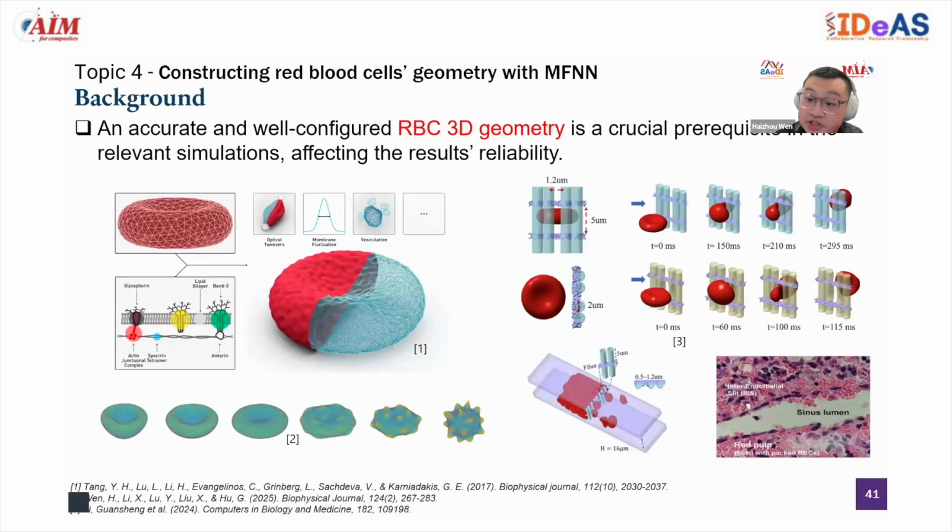As computational methods and numerical simulation become popular, scientists and researchers are building different kinds of numerical models to produce a variety of simulations to study the dynamical behavior of RBCs in many scenarios. These studies point out that an accurate and well-configured RBC 3D geometry before the formal simulation is very important because it might determine whether the simulation is correct or not.